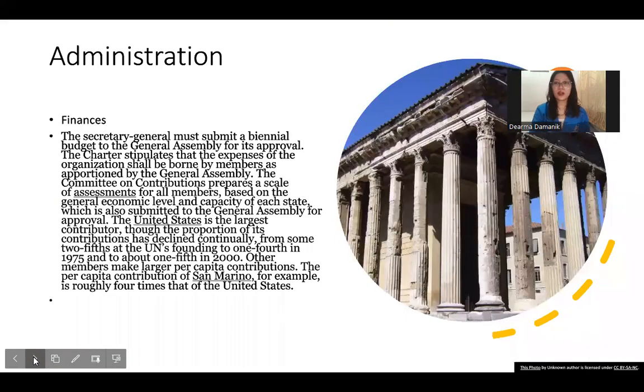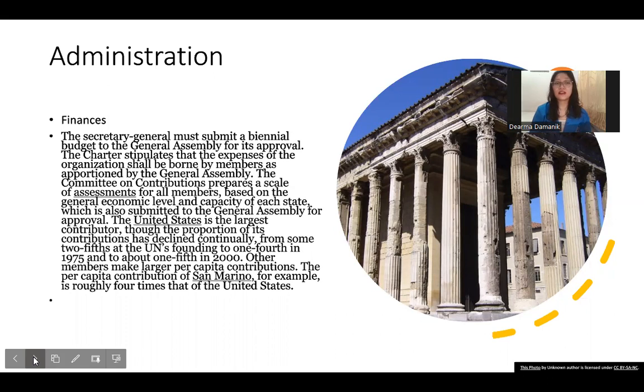Okay, so of course every international organization has administration to do, so let's talk about the finance. The Secretary General must submit a biennial budget to the General Assembly for its approval. The Charter stipulates that the expenses of the organization shall be borne by members as apportioned by the General Assembly. The Committee on Contributions prepares a scale of assessment for all members based on the general economic level and capacity of each state, which is also submitted to the General Assembly for approval.